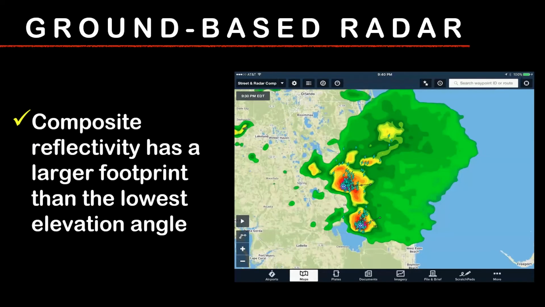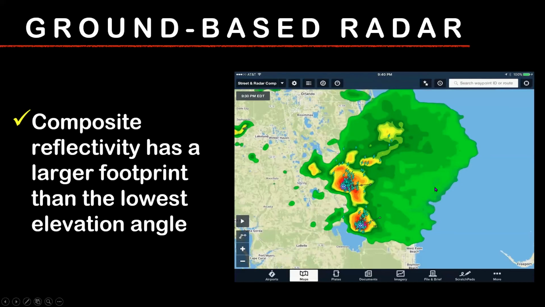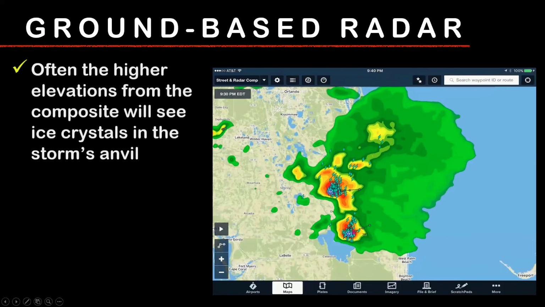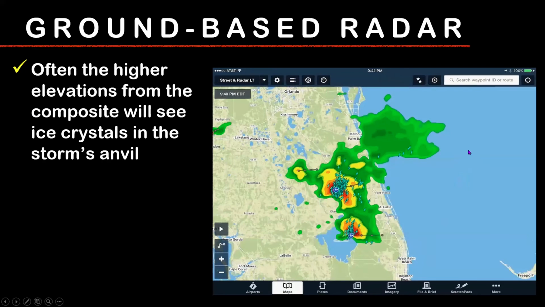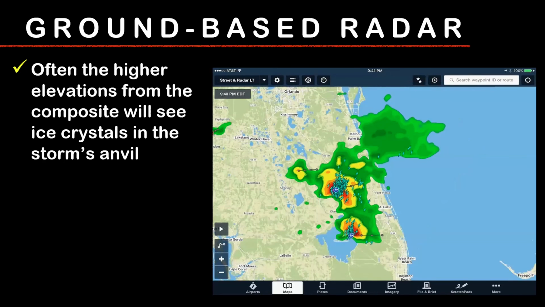And so when you're looking at composite reflectivity versus the lowest elevation angle, what you generally see is that the composite has a much larger footprint to it. Essentially, what's happening here off the coast of Florida is that in this particular case, the composite actually will see some of the ice crystals that are in the storm's anvil. We see that fairly frequently. Sometimes not necessarily useful to us. We're not flying up high. If we're flying down low, we really don't care what's out there. But you should always, in many cases, be looking at both.